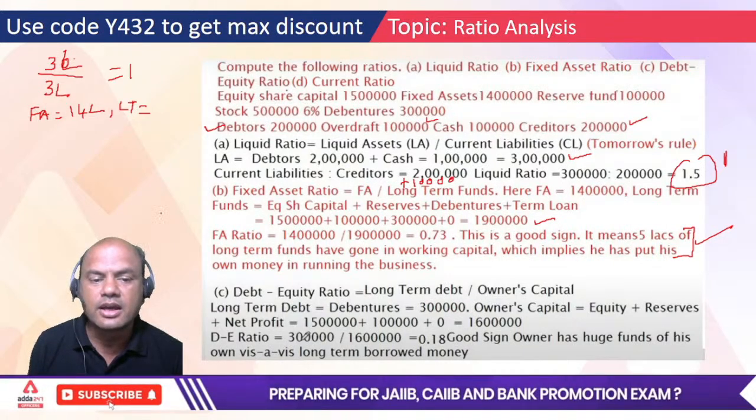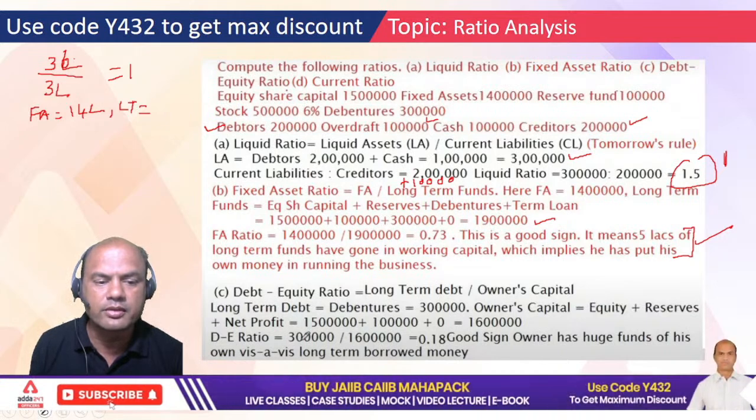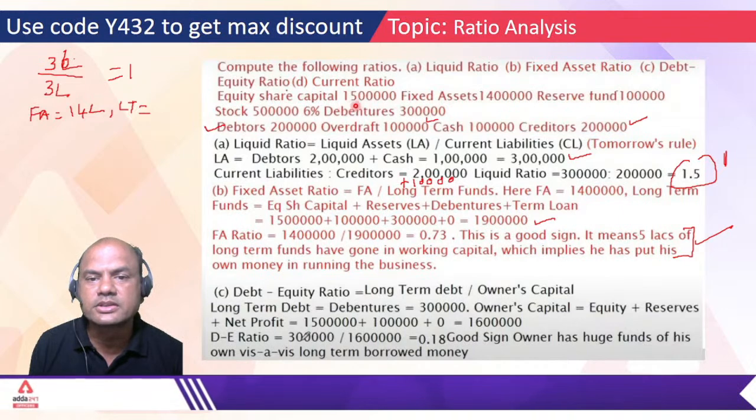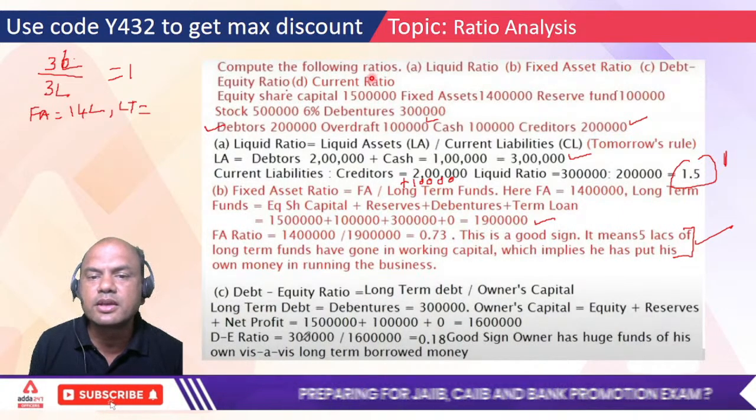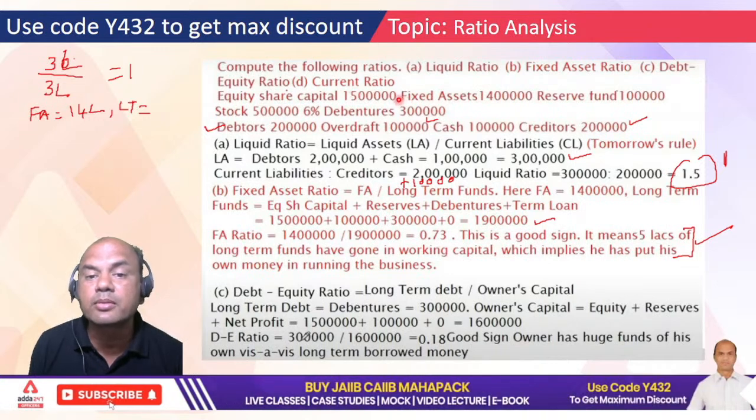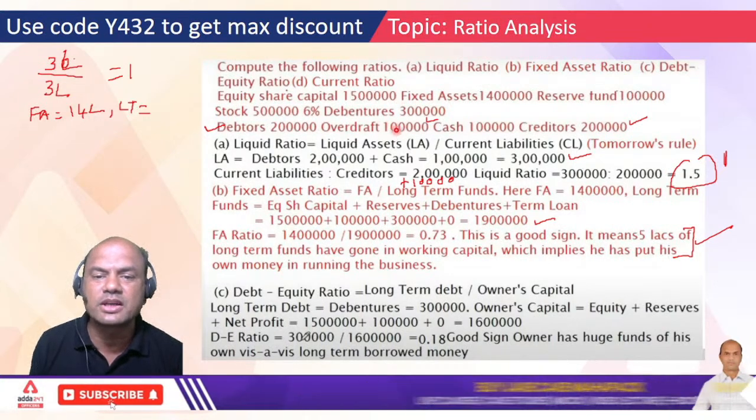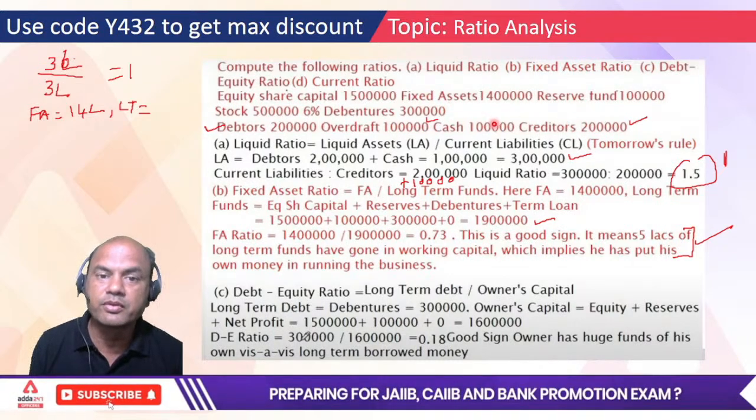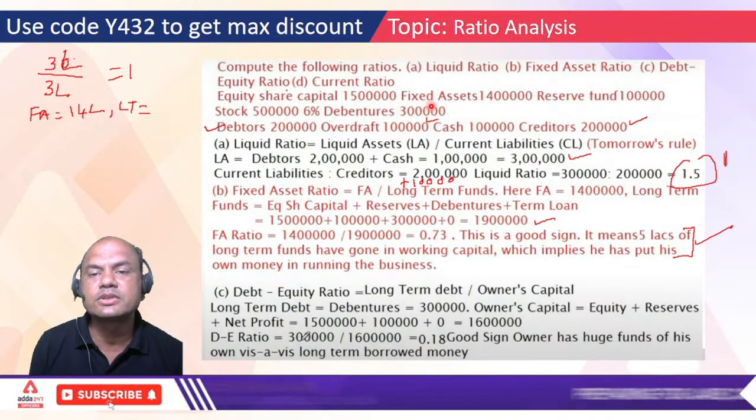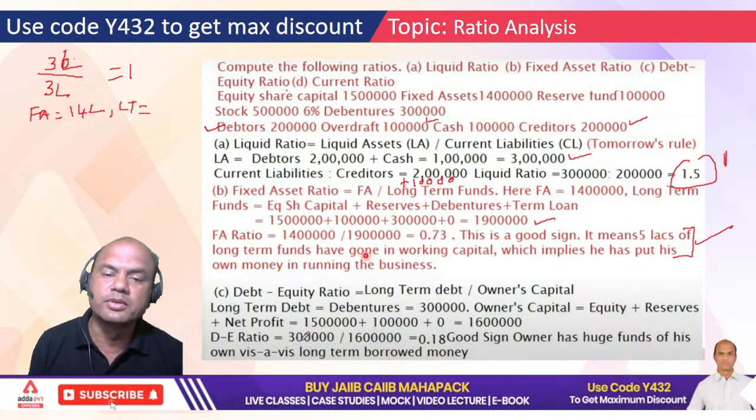See this, debentures are 3 lakhs over here. Are there any other outside loans? Means long-term outside loans. This OD is an outside loan, and creditor is an outside loan, but it's short term. We want long-term loans. So only 3 lakhs over here. Nothing else. So long-term loans is 3 lakhs.